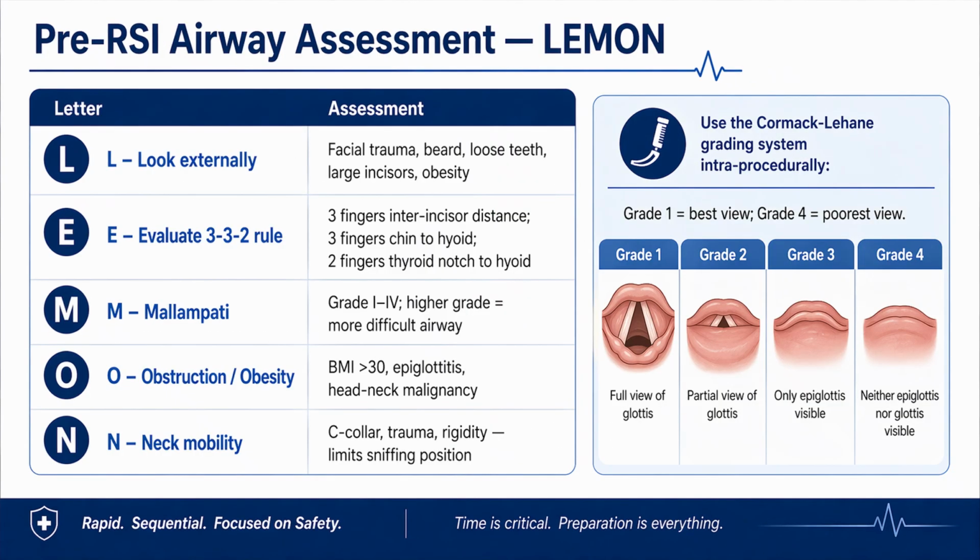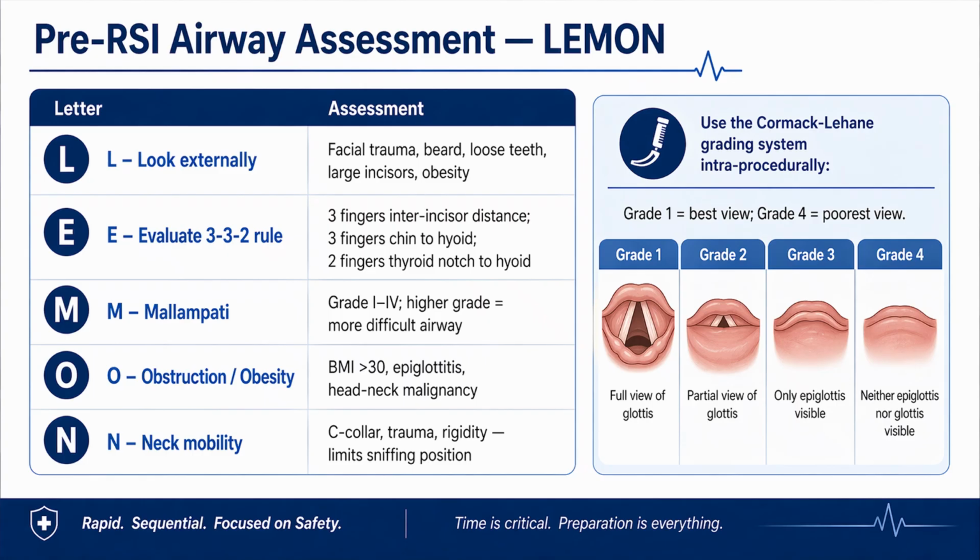Just like anywhere else, airway assessment is also as important in cases of RSI. So you have to perform a difficult airway assessment. For this, we will use the LEMON score. L stands for look externally, like facial trauma, beard, obesity, or short neck. E, evaluate the 3-3-2 rule, assess mouth opening and airway alignment: 3 fingers of inter-incisor distance, 3 fingers of chin to hyoid, 2 fingers thyroid notch to hyoid.